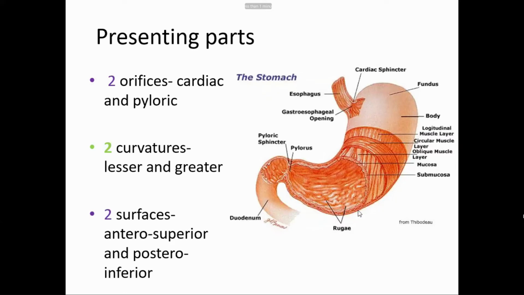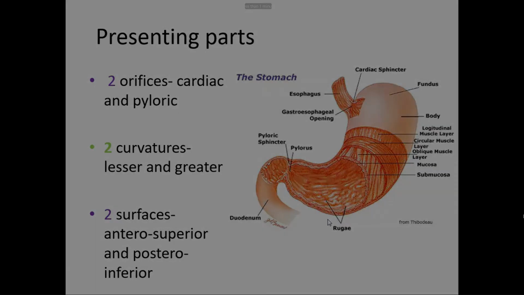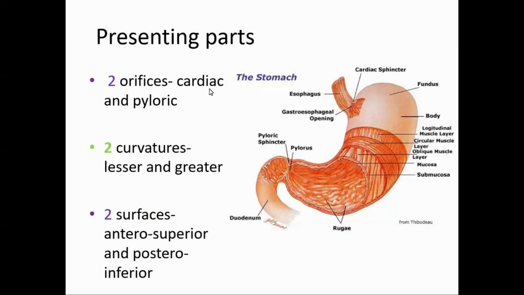The stomach has two surfaces: the anterior-superior surface and the posterior-inferior surface.